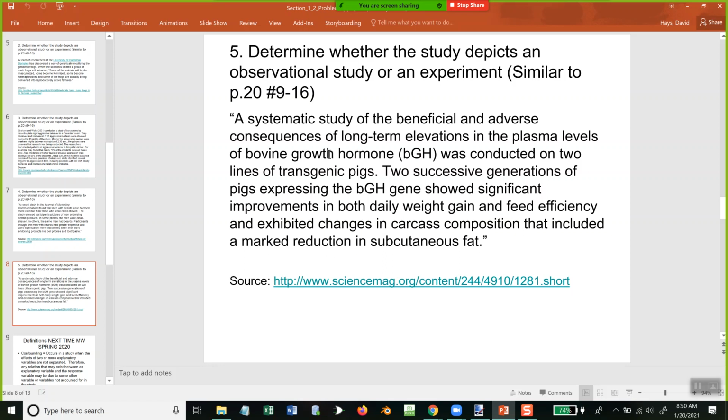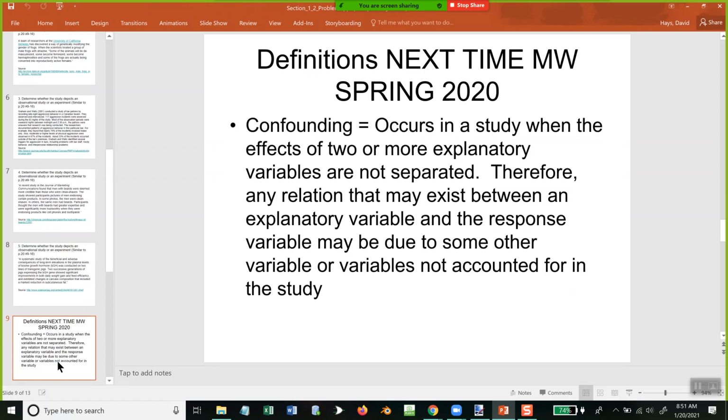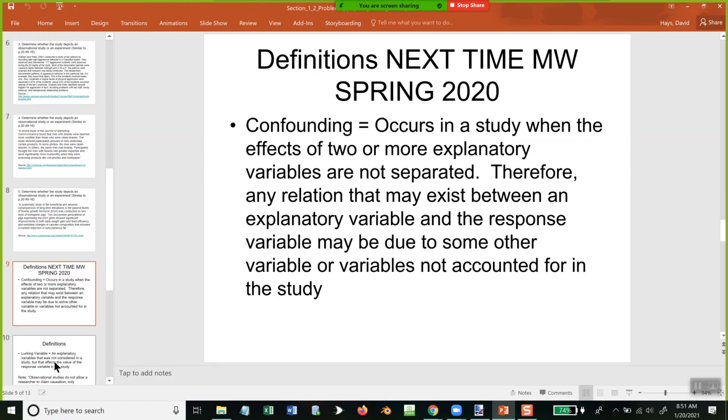Well, right away, what are they applying? Yeah. So it's an experiment. Applying some kind of whatever that is. Obviously meant for growth.